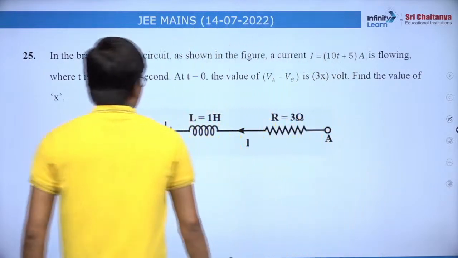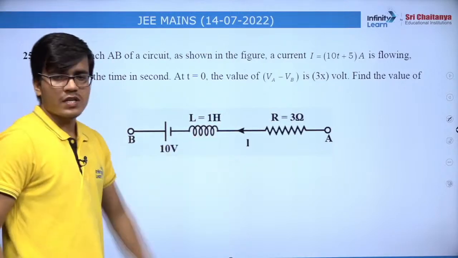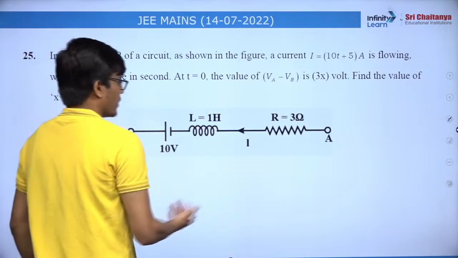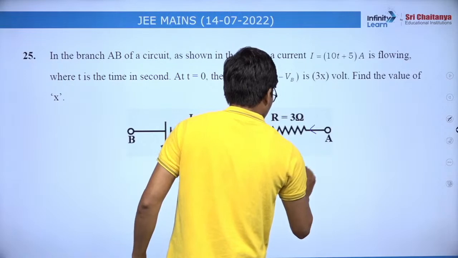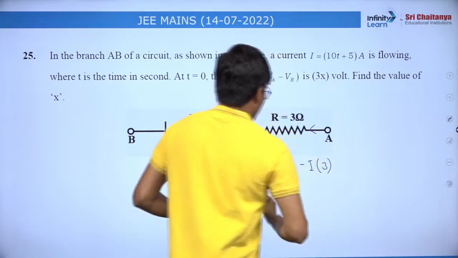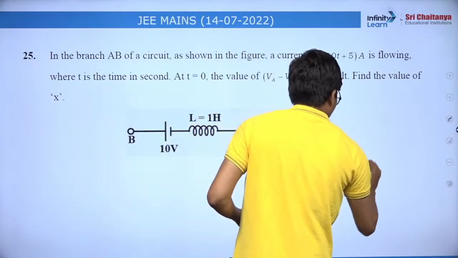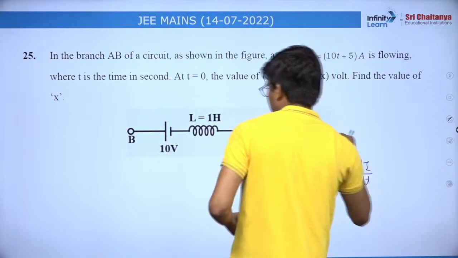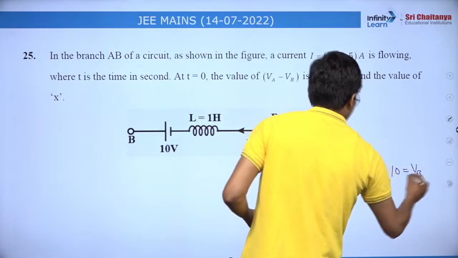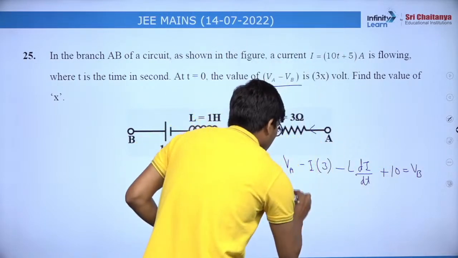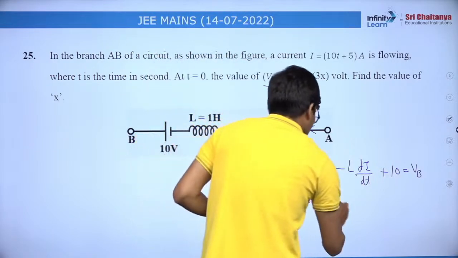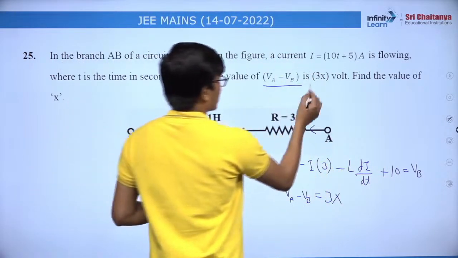Moving to the 25th. So there is a branch of a circuit where you are having inductor and resistance and you have to apply the KVL from A to B. So starting from point A, you are moving in the direction of current, so there will be a drop of I into R. You are moving in the direction of current, so there will be a drop of L into di by dt across the inductor, and then there is a rise of plus 10 volt, that is equal to VB. And what is asked in the question is VA minus VB. So it is equal to 3 into I, and at what time are they asking? At t equal to 0.